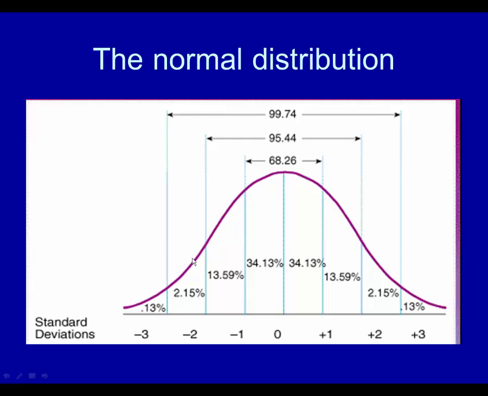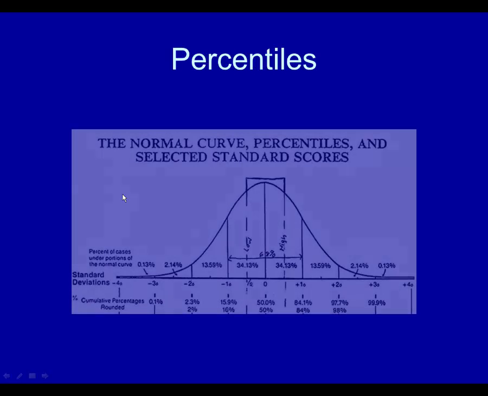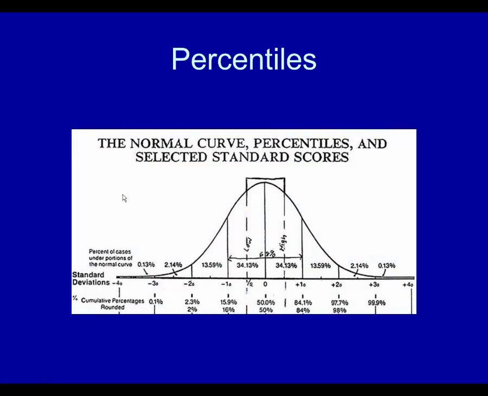And when you get way over here, we're also talking about very few people. This is the normal distribution, this is the bell curve, and this is a depiction of standard deviations from the mean. Here is the normal curve depicted with percentiles. In case you were interested here, the 50th percentile is exactly the average.